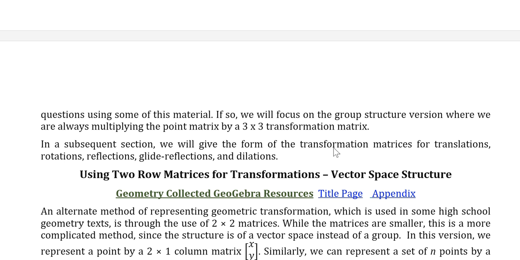Now, in subsequent sections, we'll give the form of the transformation matrices for translations, rotations, reflections, glide reflections, and dilations, and we'll show exactly how these things line up with our transformations. In the next video, there is an alternate structure, a vector space structure, and we'll talk about that in the next video.